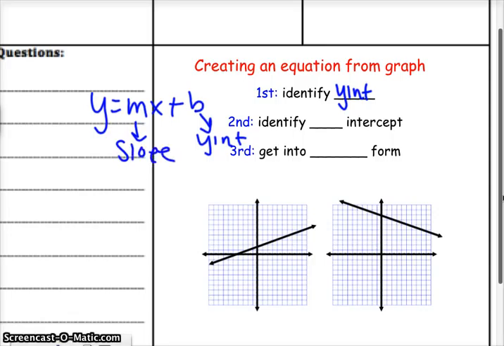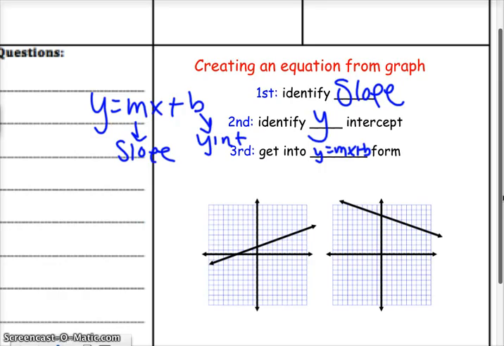The second, oh darn it, I think I meant the first step, identify the slope. You were right. The order doesn't matter. You could identify the y-intercept first or the slope, whatever you really want to do. Identify the y-intercept and get it into y equals mx plus b form.